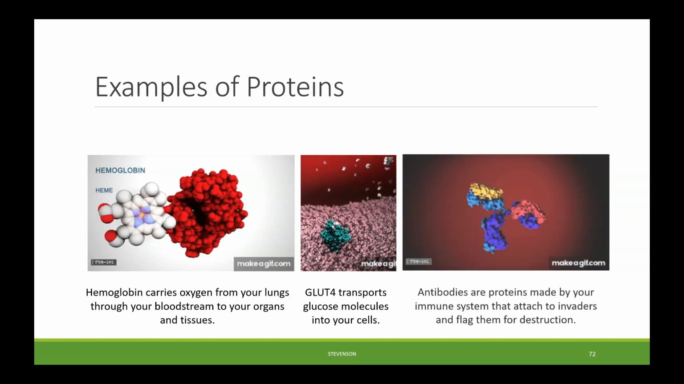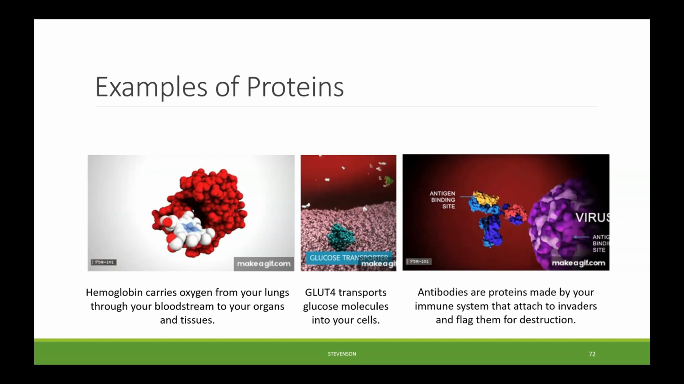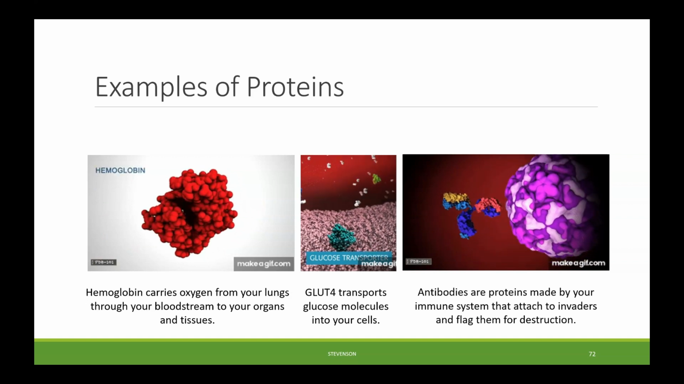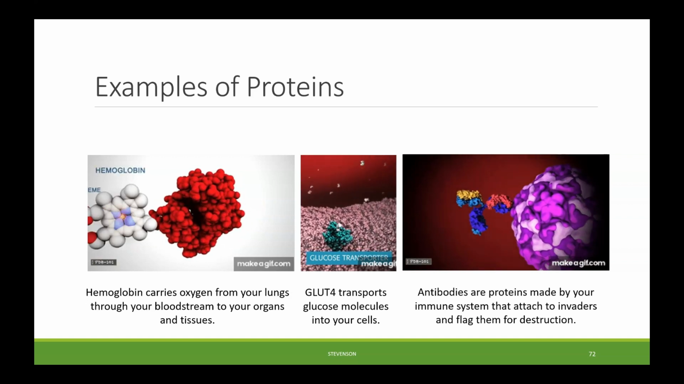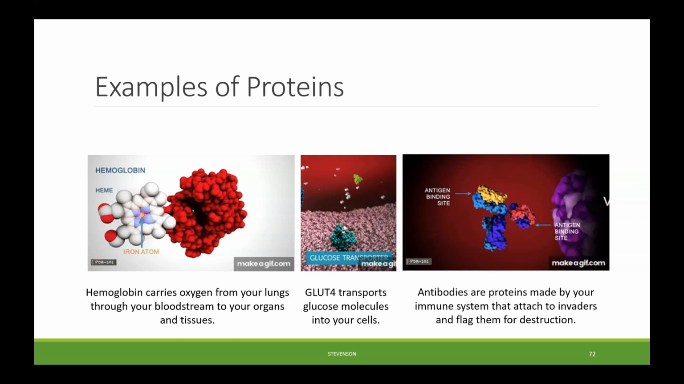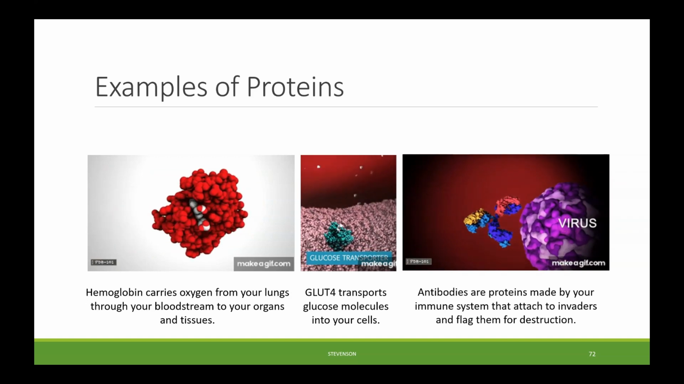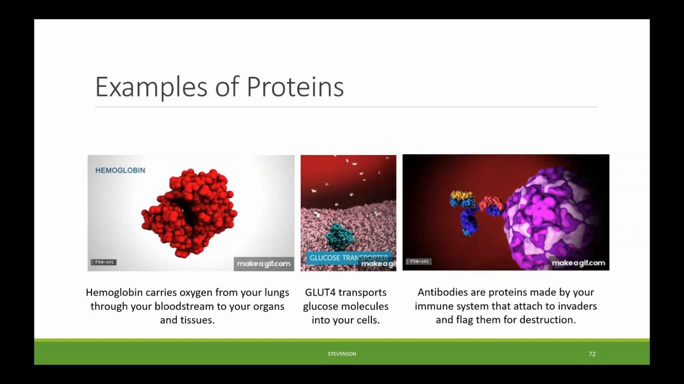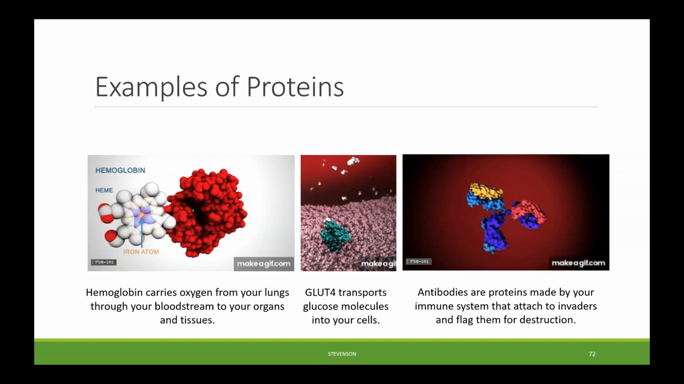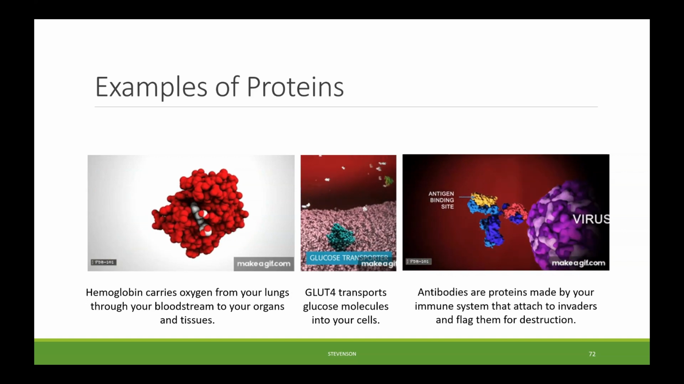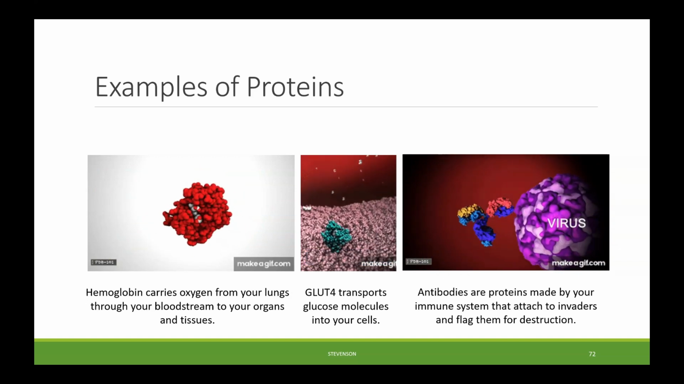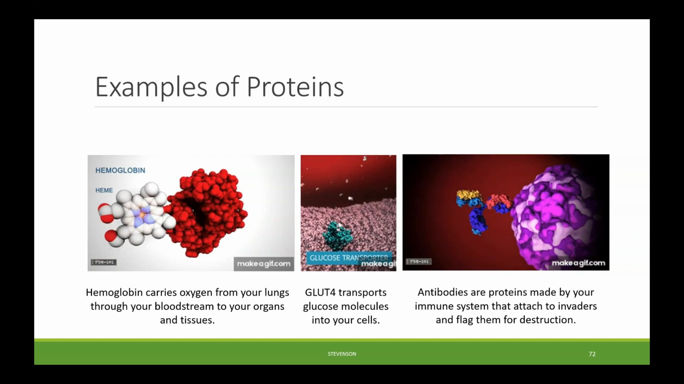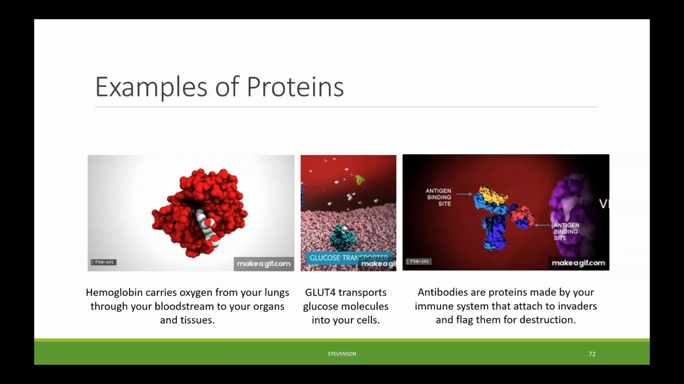And then a third example is antibodies. Antibodies are proteins that are made by your immune system. And what antibodies do is they attach to invaders, such as bacteria or viruses or parasites, and they flag them for destruction. So every antibody is a protein that is tailor-made with a binding site that's very specific so that it matches and fits a specific virus or bacteria. So once again, the structure of that protein is critical for it being able to do its job.